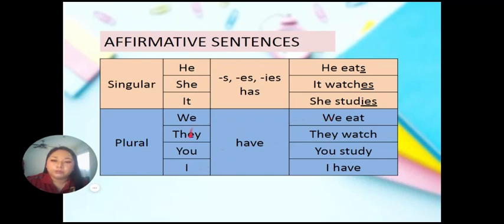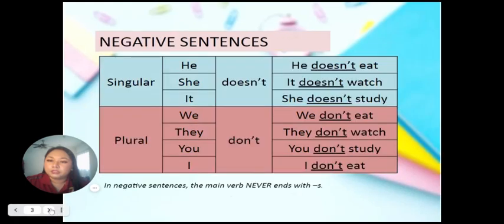And then when we combine all these pronouns with verbs, we don't add anything at the back. Okay, for this part here, simple present, we don't add anything else. We just use the base form of the verb. For example, we eat, they watch, you study, I have. Okay, so these are the rules for affirmative. Let's see the next one.